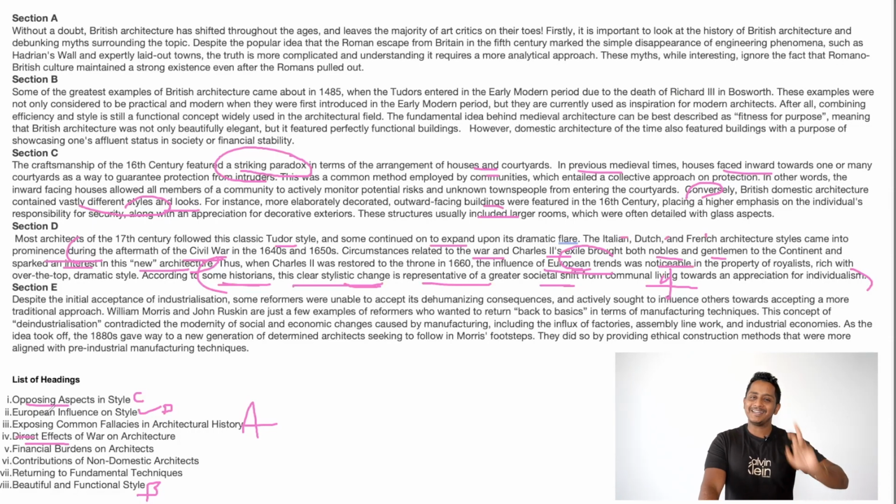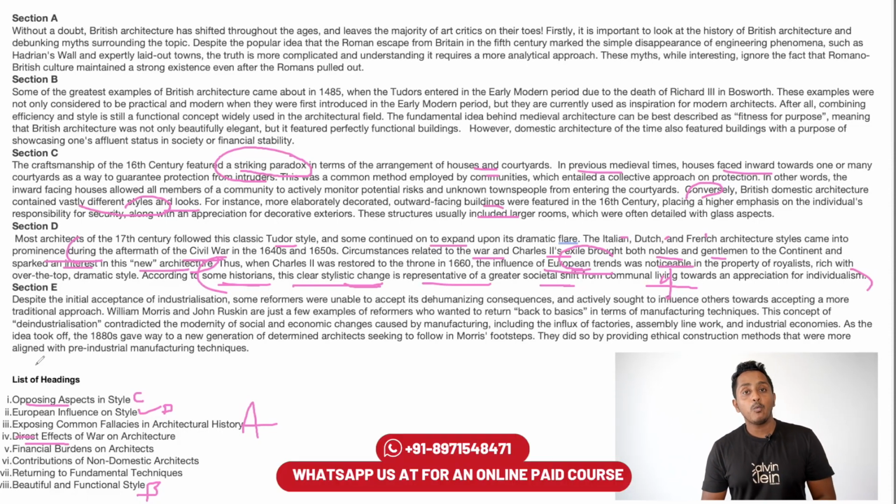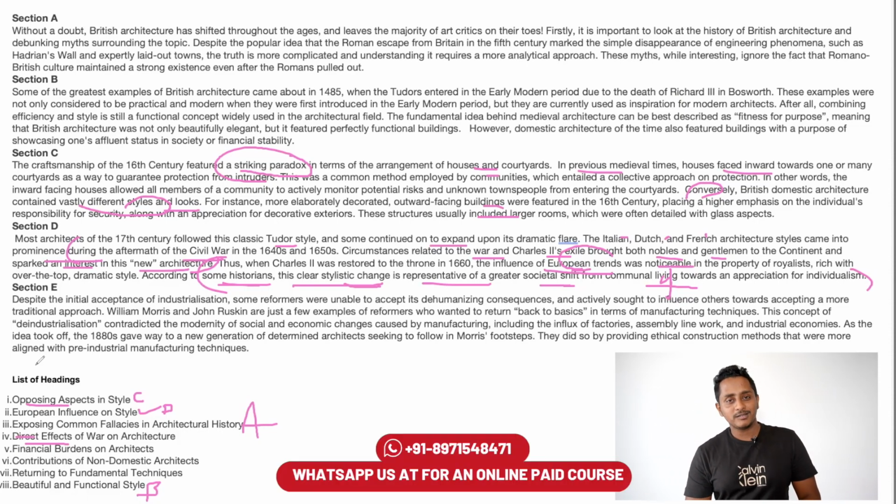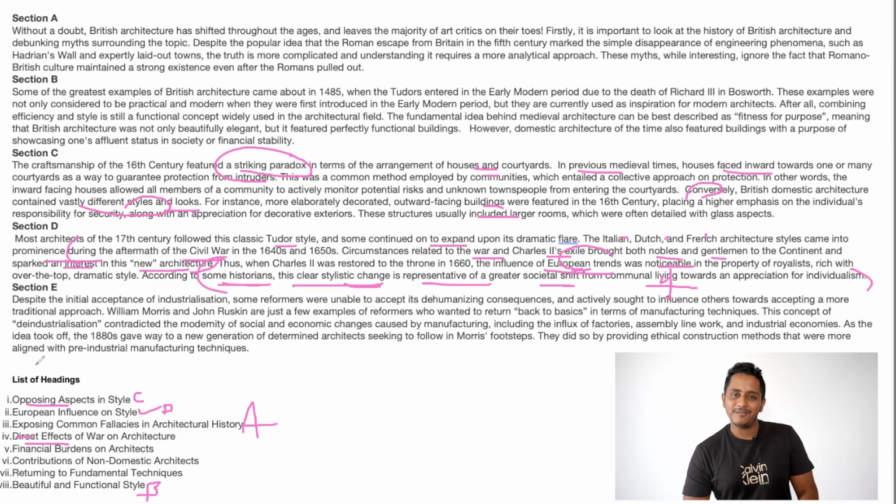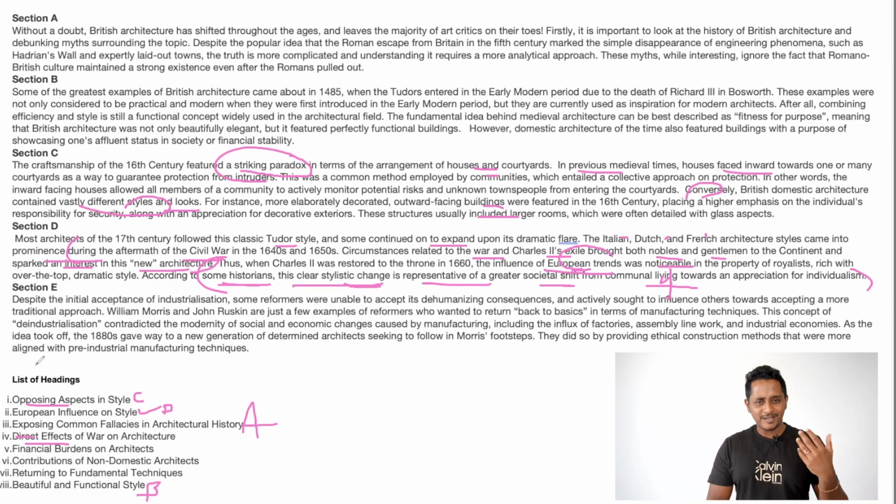The heading cannot be direct effect for section D. Imagine section D is a paragraph, right? One paragraph is like a book. What can be the name of the book? The name of the book cannot be direct effect of war on something. The name of the book can be the European influence on the style. Hope you are getting it. Alright, so section A is going to be the third option here, section B is going to be the eighth option there, section C is going to be the first option, section D is going to be the second option.